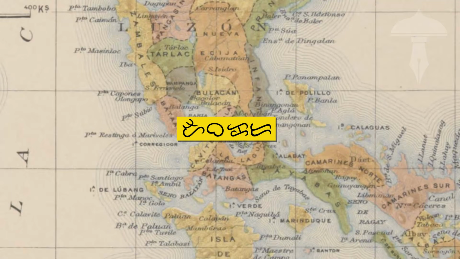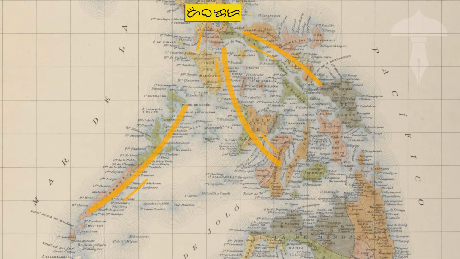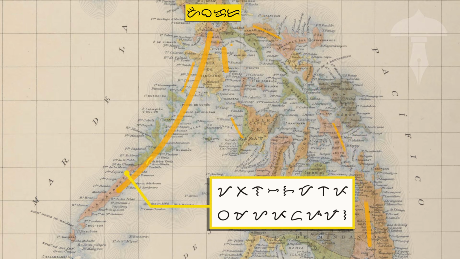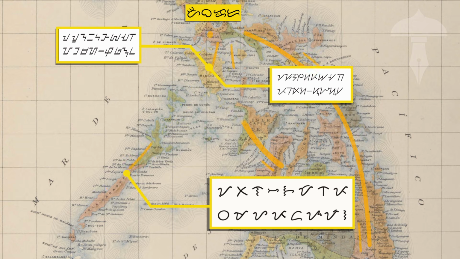Over time, some regional variants of the Baybayin script have been developed, with the Tagbanwa script used by the Tagbanwa in Palawan, albeit rarely, and the Buhid and Hanuno'o scripts of Mindoro used by the Mangyan.